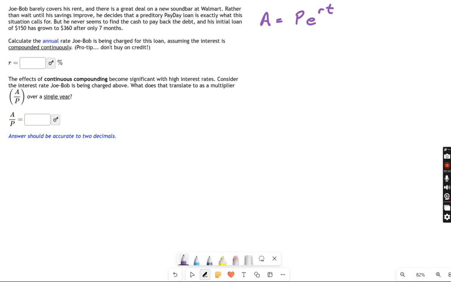At least that's what they're called now. They're a ripoff. Don't do this. And we're going to see just how bad a ripoff it is. First thing I'm going to do is answer this first part. What's the interest rate that this loan is charging?